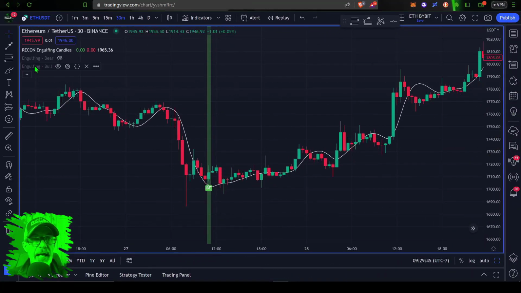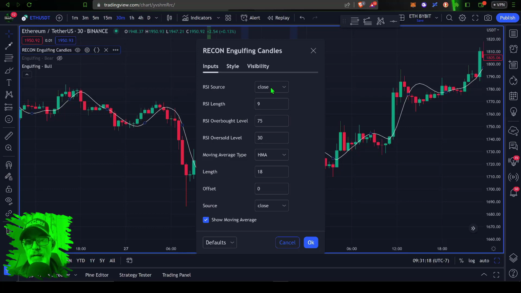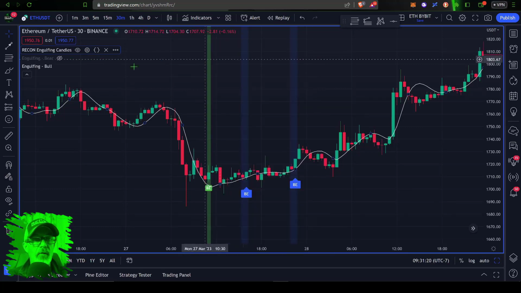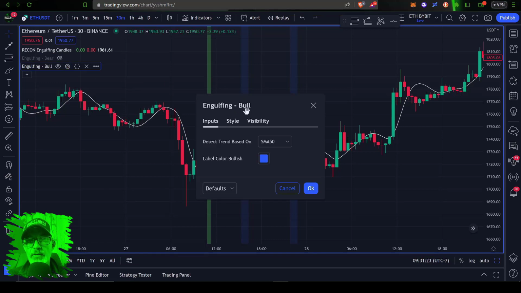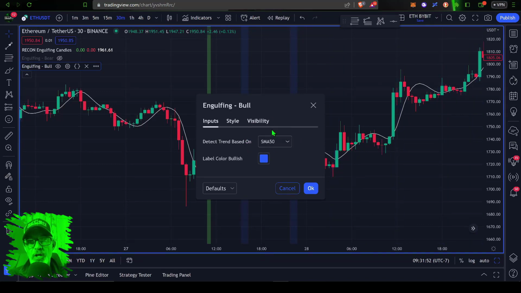And on the flip side, we could add TradingView's engulfing bullish candles to the chart. And again, you can see it fires off a little bit later than when the RECON Trader engulfing candle indicator prints. So once again, if you're using the RECON engulfing candle indicator, I highly recommend you play around with the settings. Now on the TradingView version, there's not a whole lot you can actually configure. You got a couple choices on the SMA or no detection. No detection will get you a lot more prints, so I don't think that's a good option. And so the configuration of TradingView's version of this indicator is very limited.